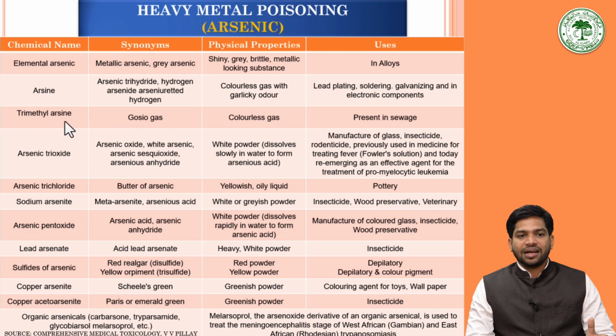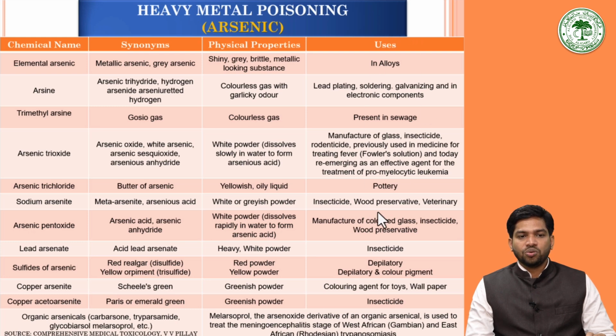Then the trimethyl arsine is a colorless gas. Arsenic trioxide is a white powder that dissolves slowly in water to form arsenous acid. Arsenic trichloride is a yellow, oily liquid. Arsenic pentoxide is a white or greyish, heavy white powder. Red powder, sulfides of the arsenic. Greenish powder, copper arsenite. Copper acetoarsenite is also a greenish powder.